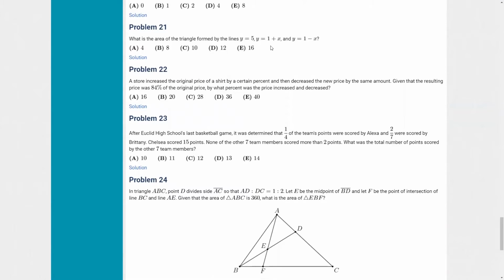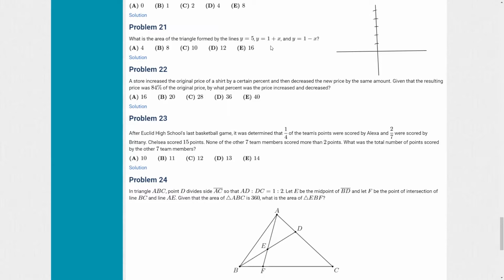Problem number 21. What is the area of the triangle formed by the lines y equals 5, y equals 1 plus x, and y equals 1 minus x? So let's quickly go over to the right and draw a Cartesian plane like this. This is our Cartesian plane. And we are told that one of the lines is y equals 5. So 1, 2, 3, 4, 5.